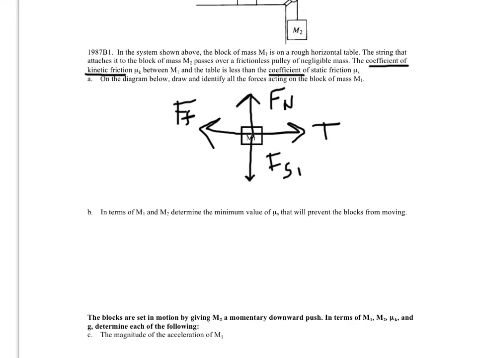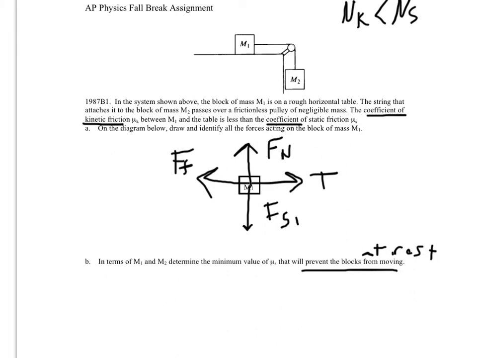In terms of m1 and m2, determine the minimum value of mu s that will prevent the blocks from moving. Okay. So my answer should only have m1, m2, and gravity in it when I'm done. This is a static equilibrium problem if I want to know what's going to prevent them from moving. Prevent them from moving means they're at rest. I'll also probably need a free body diagram for mass m2, so let's scroll up and do that real fast. We've already done m1. Mass 2 has its weight for mass 2, and it has its tension. Alrighty?